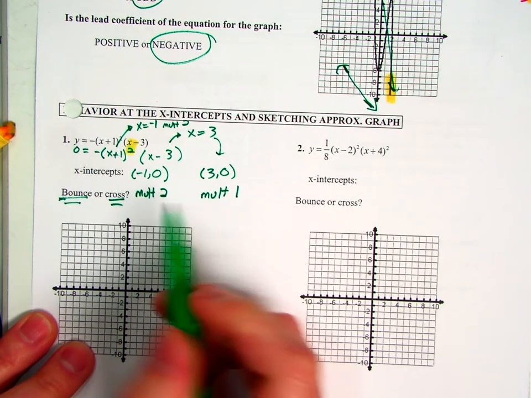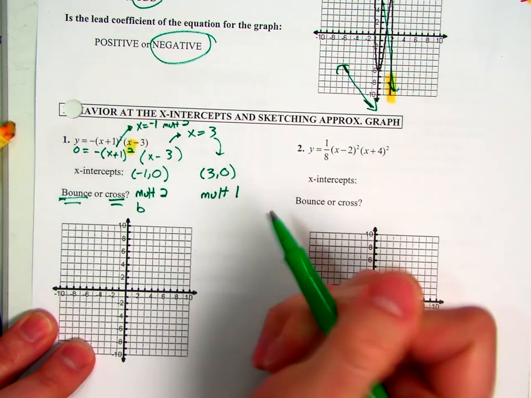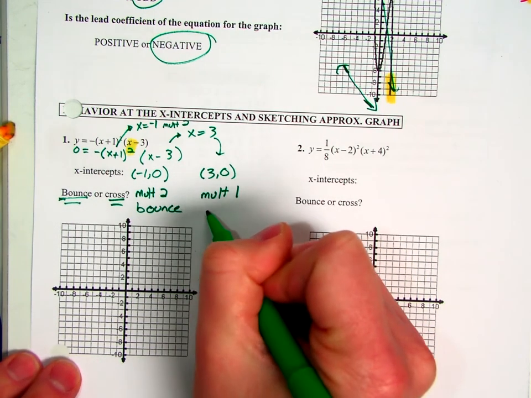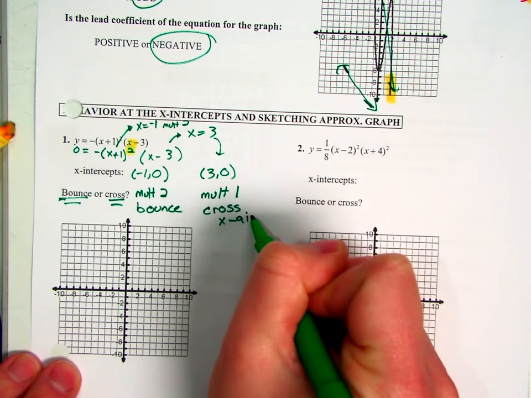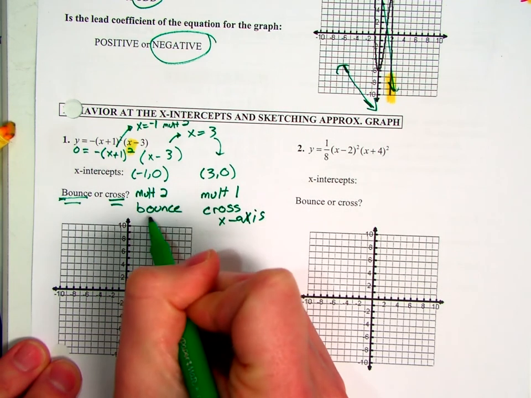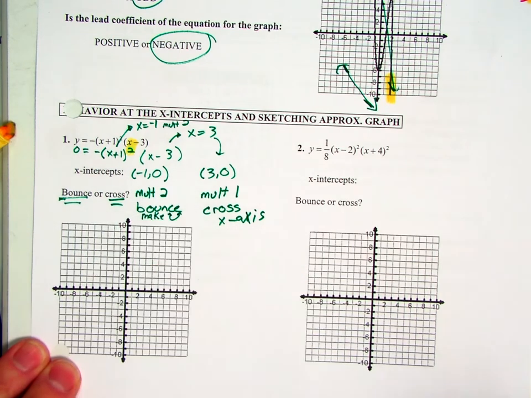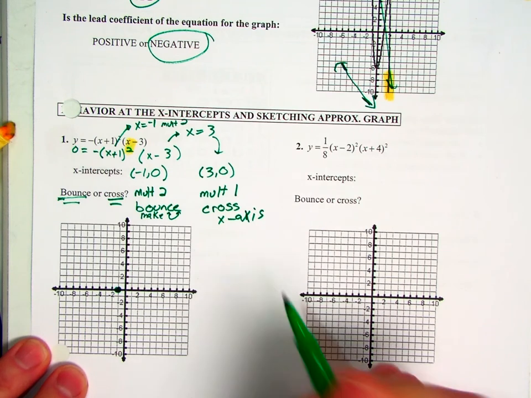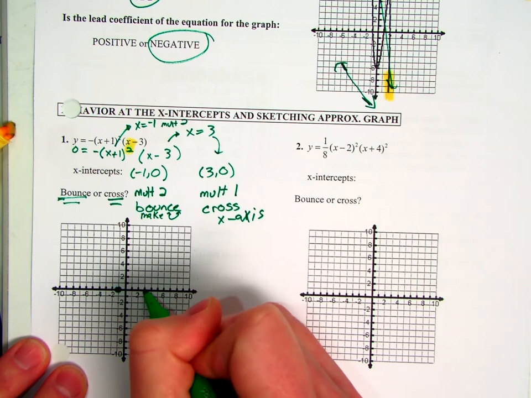Remember, when we had an even multiplicity, it didn't cross the x-axis, instead it turned around. So if it's an even multiplicity, it will do what we call bouncing. If it's an odd multiplicity, then it's going to cross the x-axis at that point. Whereas this one, which bounces, makes a U shape. So at negative 1, I should get a U shape happening. At positive 3, it should cross.